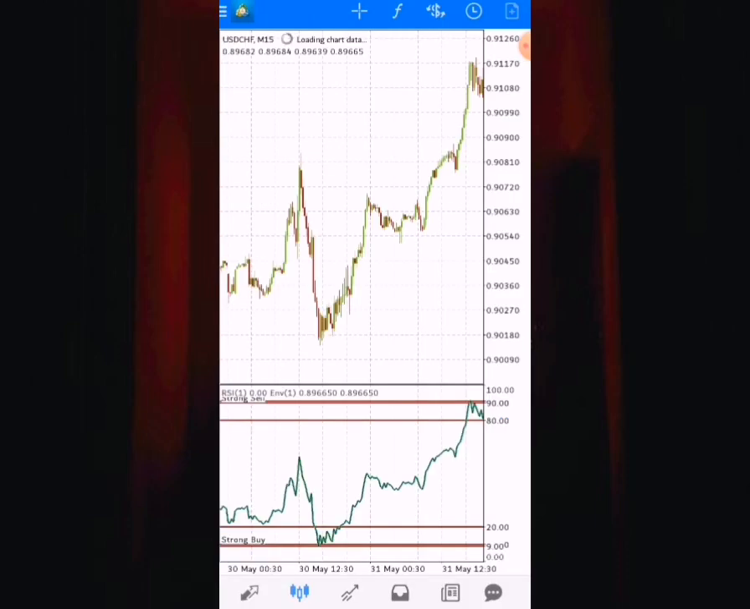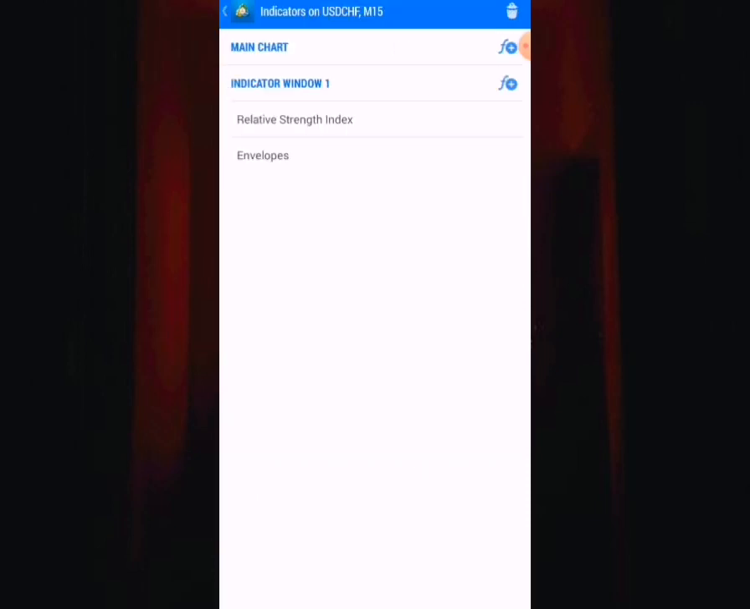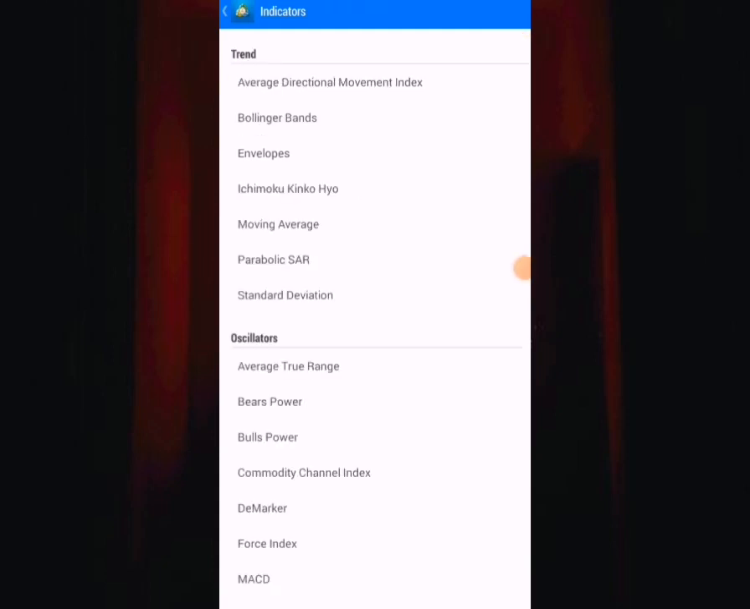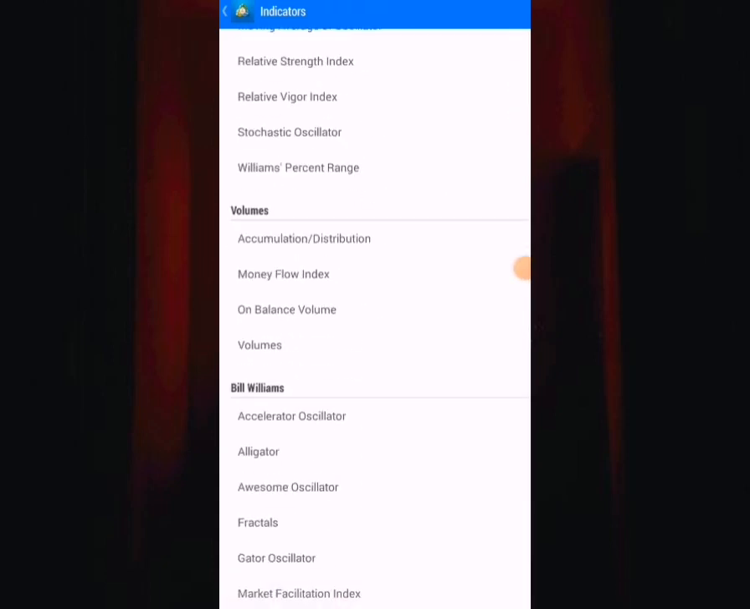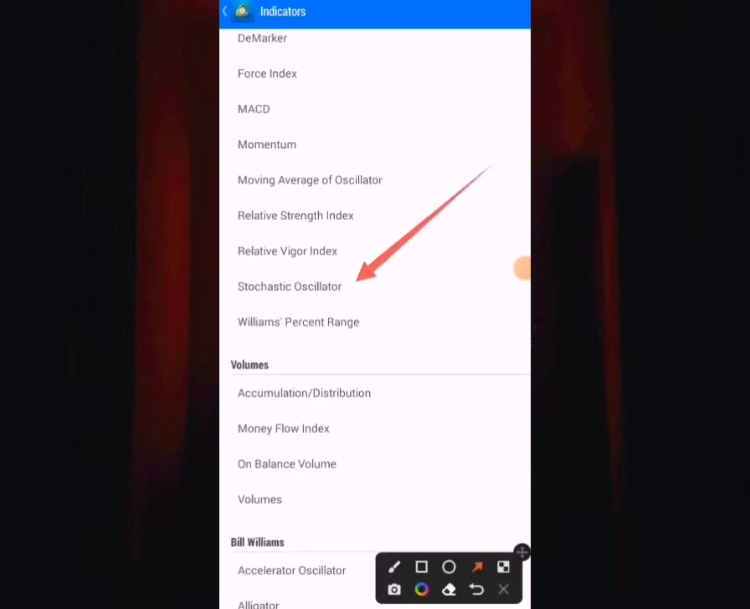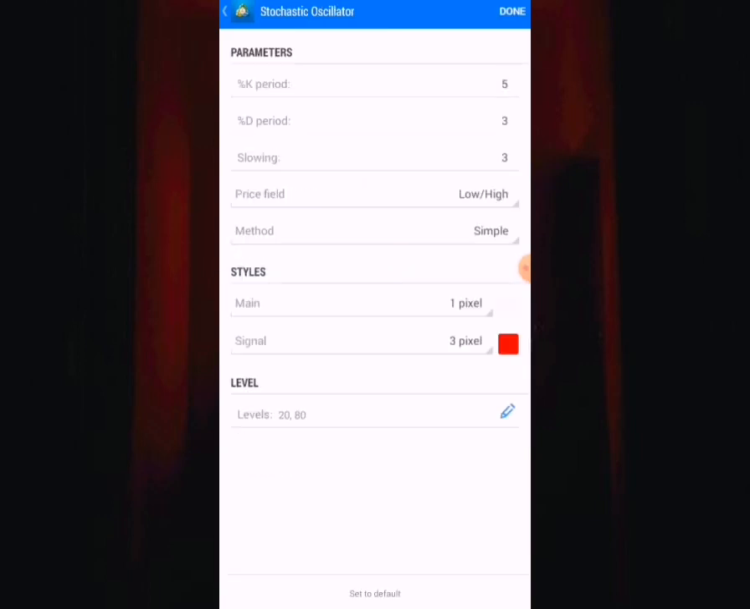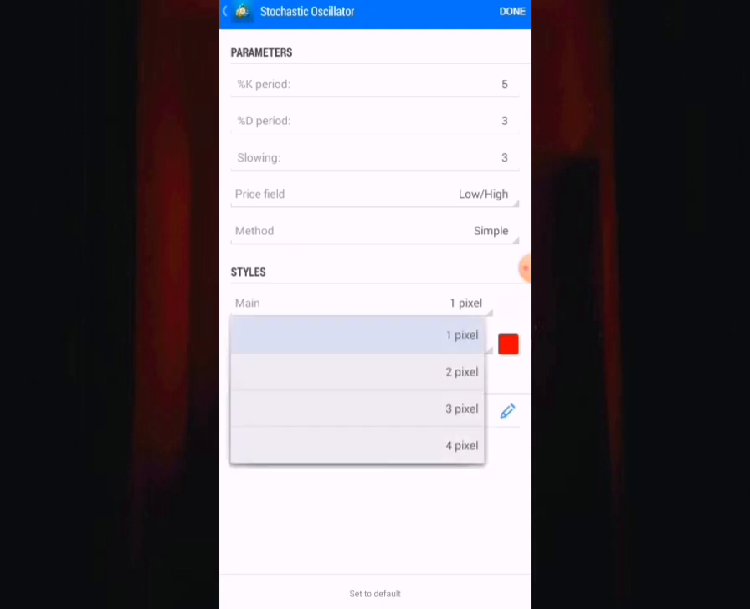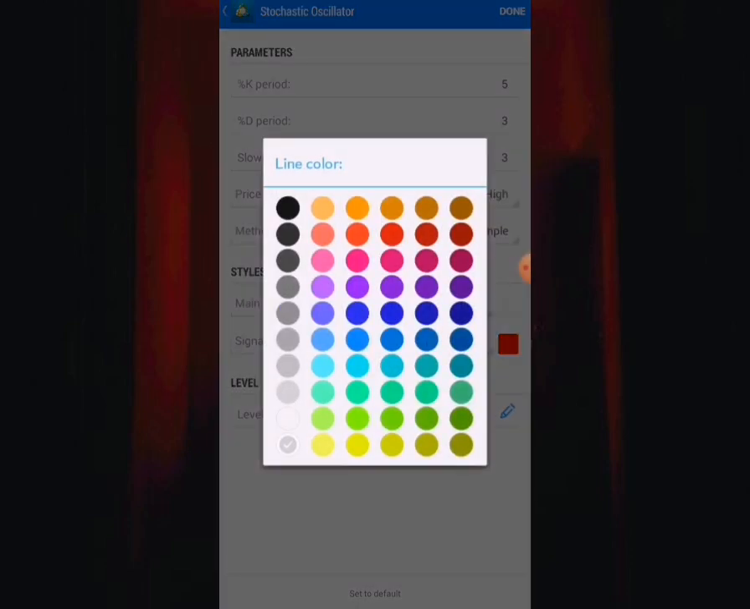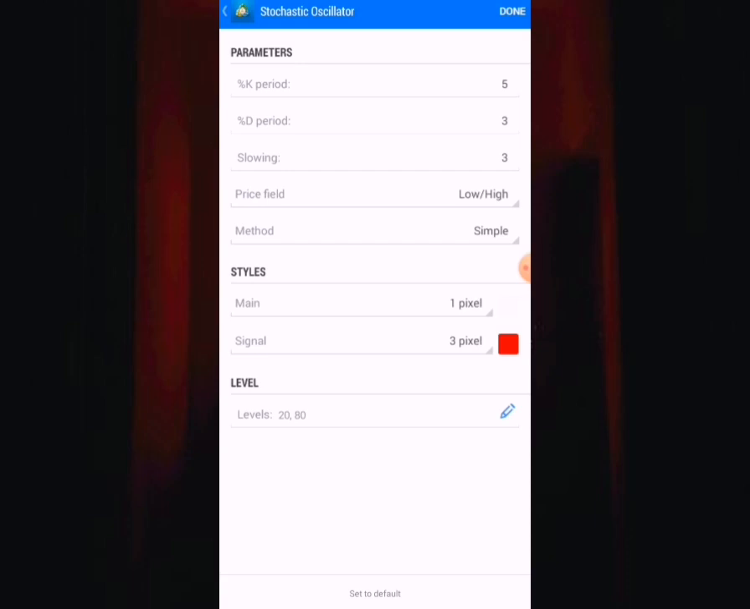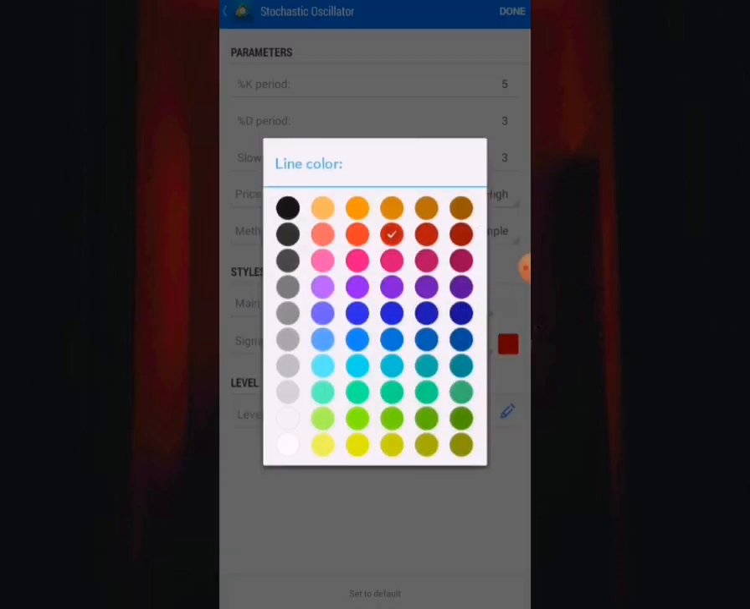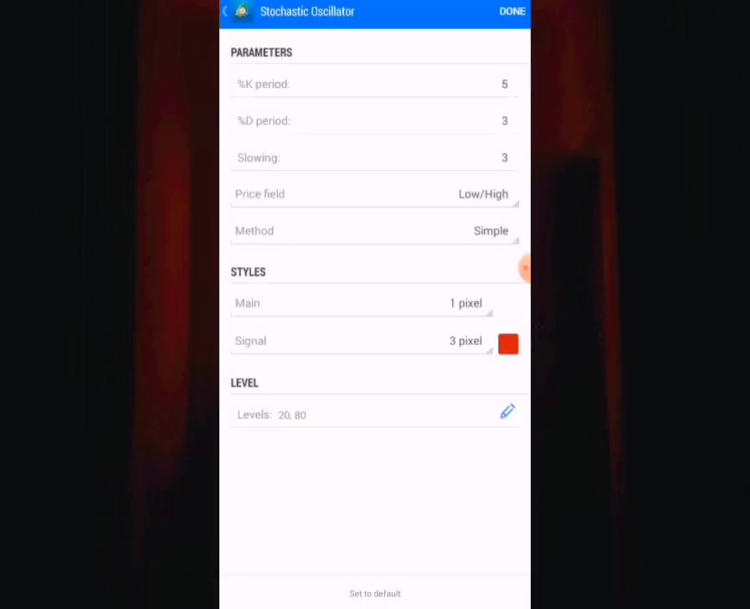The next thing, go to the F button again. Now go to main chart, go to the stochastic oscillator. This is the stochastic oscillator. Just press that, copy as is. These are the default settings, just that under the main right here I put 1 pixel, and the color of the main I put white because I'm not interested in that one. And for the signal I put 3 pixels so that it is visible, and then I put red. Okay, you can put colors of your choice.